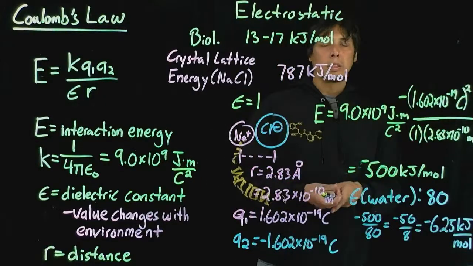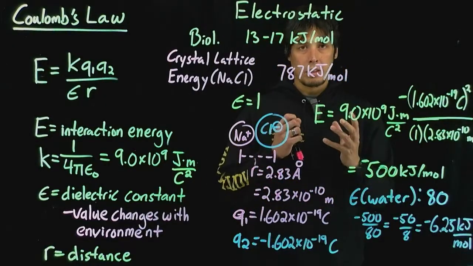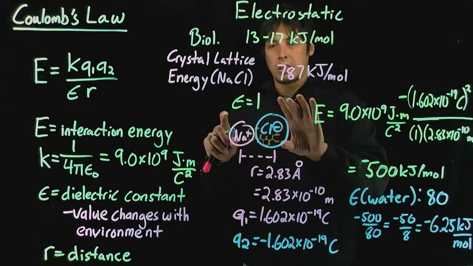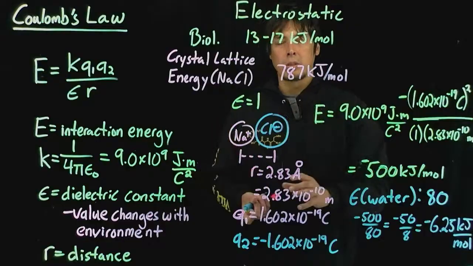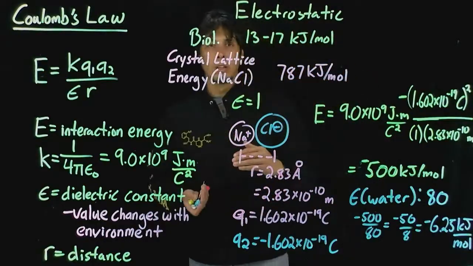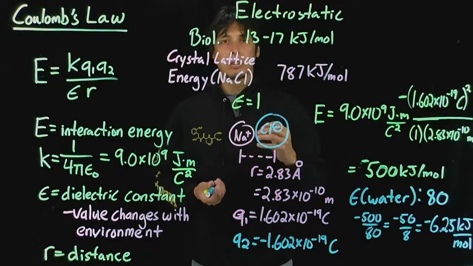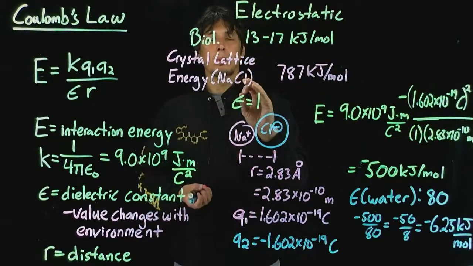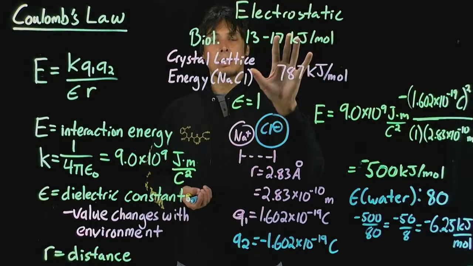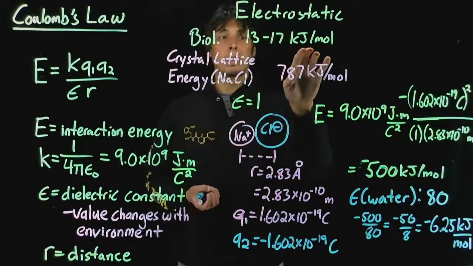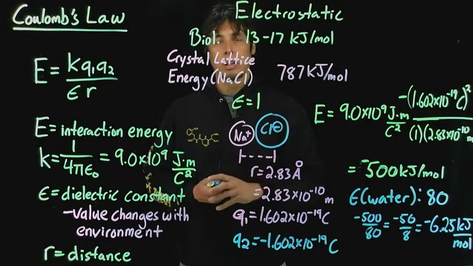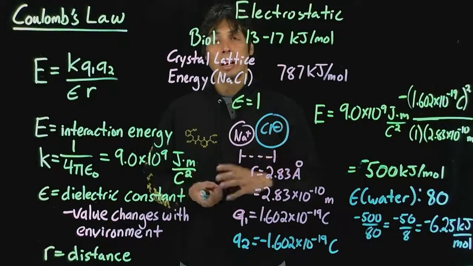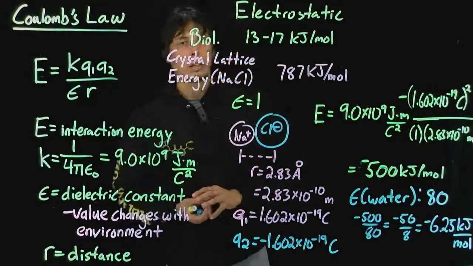Okay, so you can see how the water, just by changing the system from a crystal into water, drastically changes the interaction energy between these two charged species. And that's what we see when we're looking at the typical electrostatic interactions in a biological system versus, for instance, the ionic bond of sodium chloride in a crystal lattice.